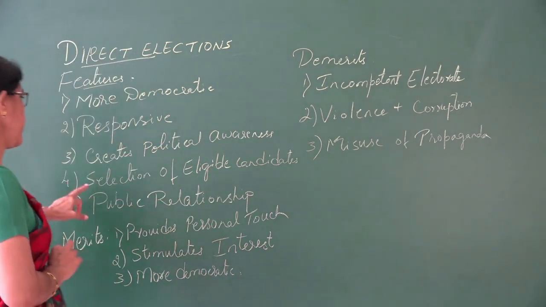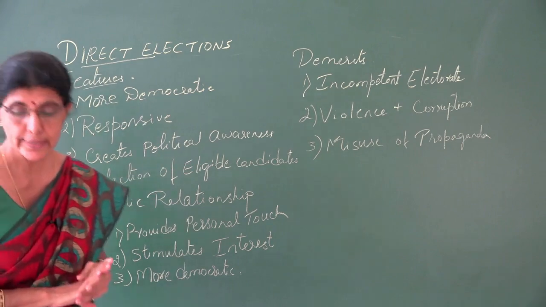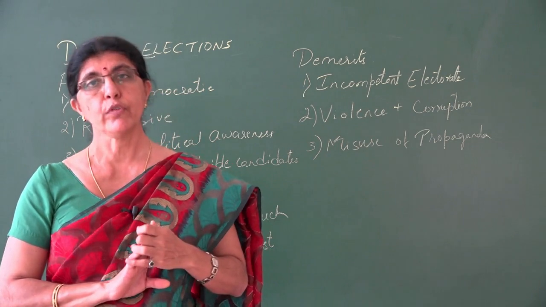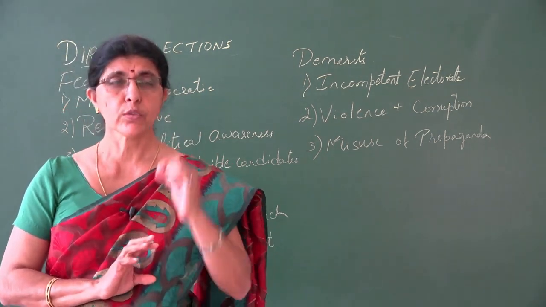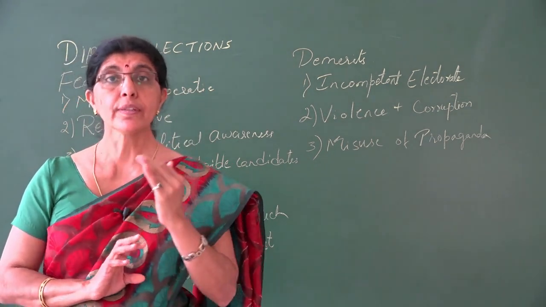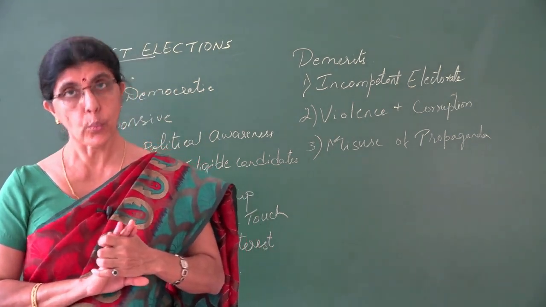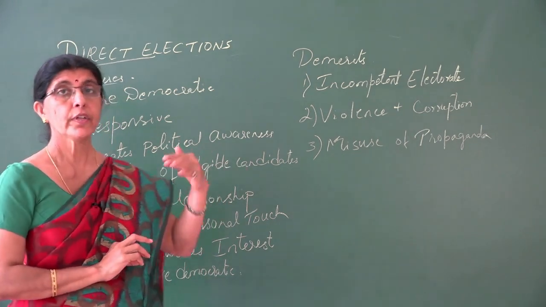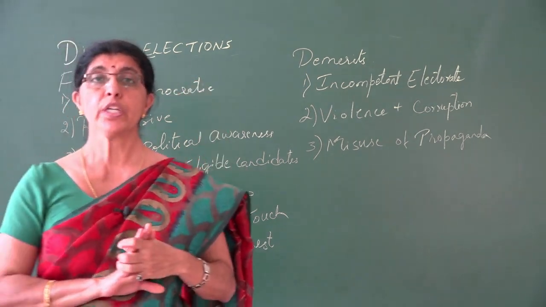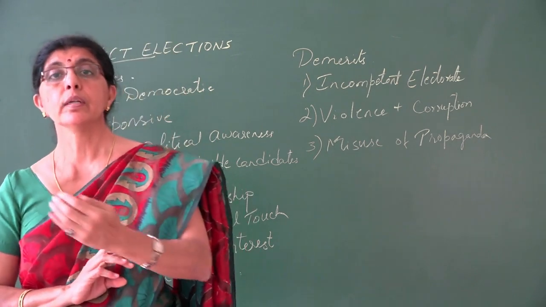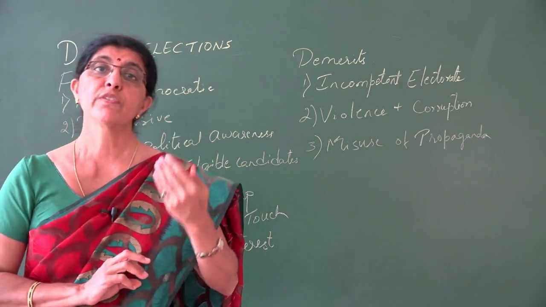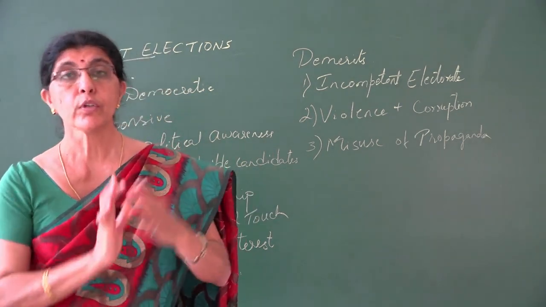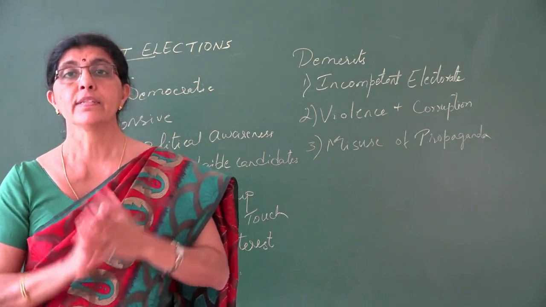Coming to the next one, selection of eligible candidates. The voter tests the capabilities of a candidate. What are his capabilities? What are his capacities? After that only he will cast his vote. Why? Because the candidate has given his details while submitting his nomination papers, and the normal voter gets to know information about how he has fared in his earlier term, and then he casts his vote.